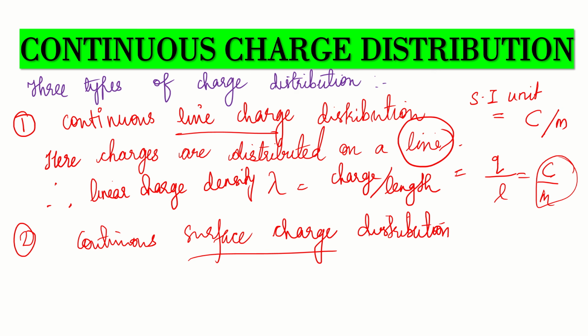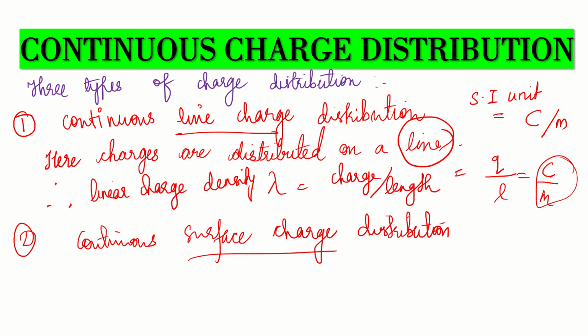So the first one is continuous line charge distribution, and here the charges are distributed on a line, and since these are distributed on a line, it will have linear charge density lambda, which is equal to charge per length, which is Q by L, and SI unit is coulomb per meter.